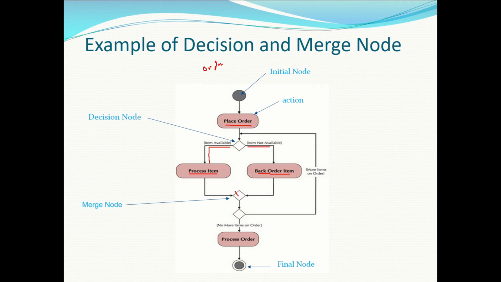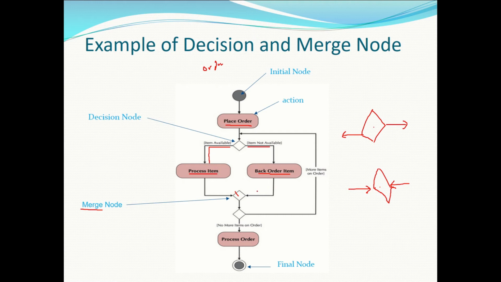So this is a merge. This is not a decision. The decision is the arrow coming out from the decision node, whereas for the merge, the arrow is coming into the node. So this is called a merge. This is the decision, and now this is the merge.